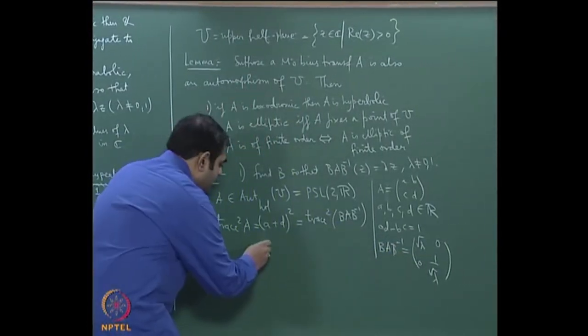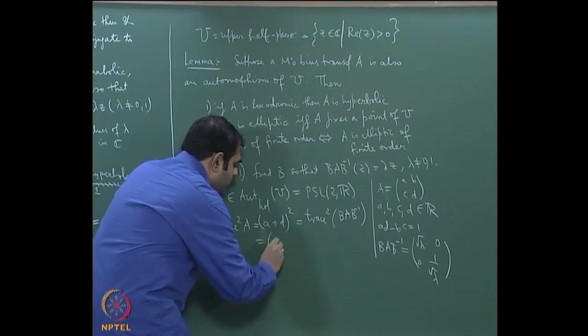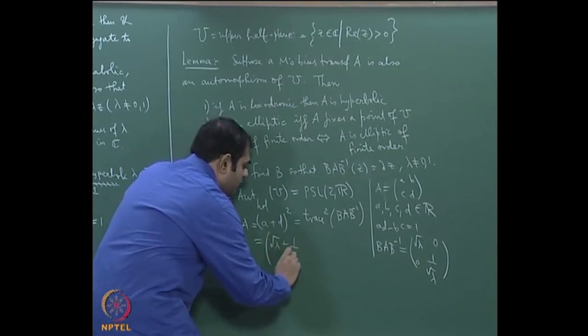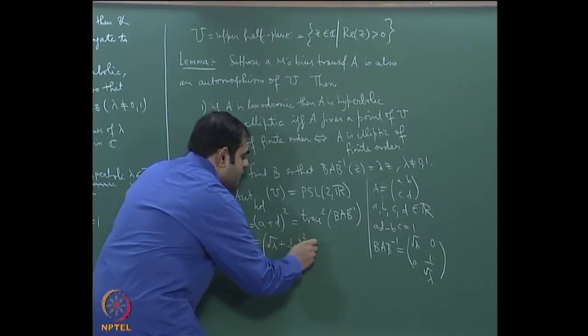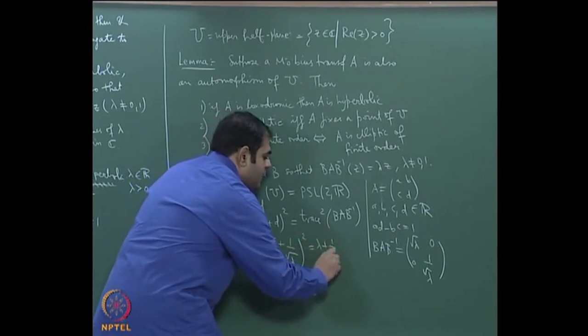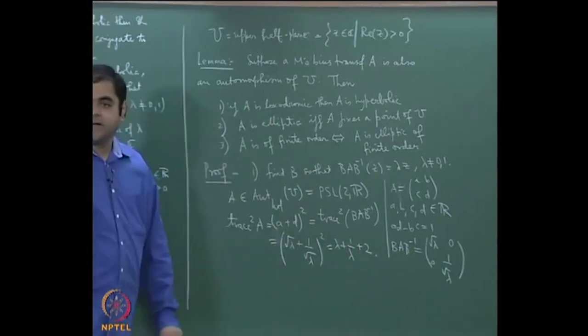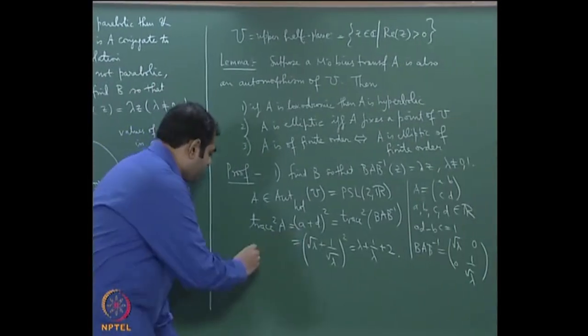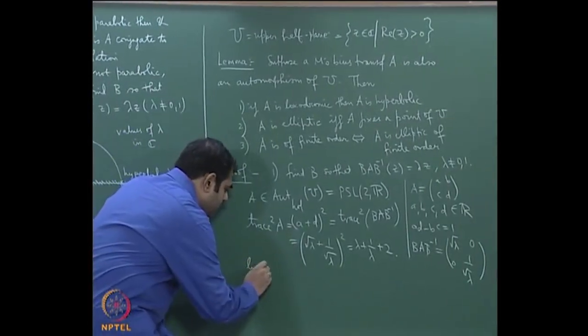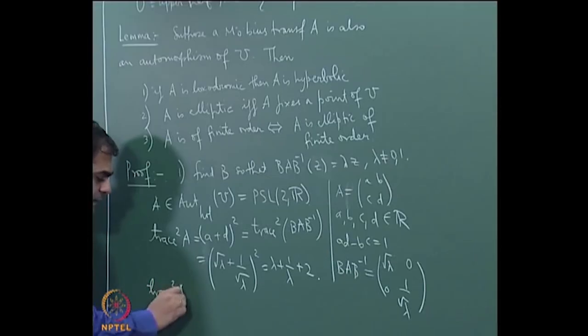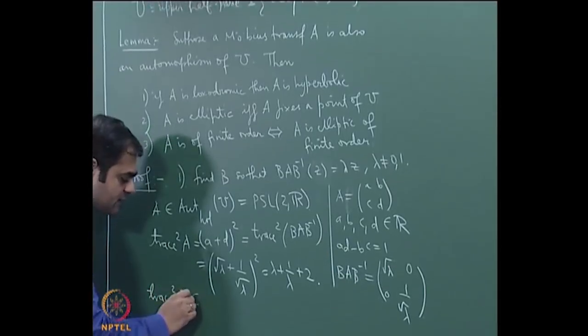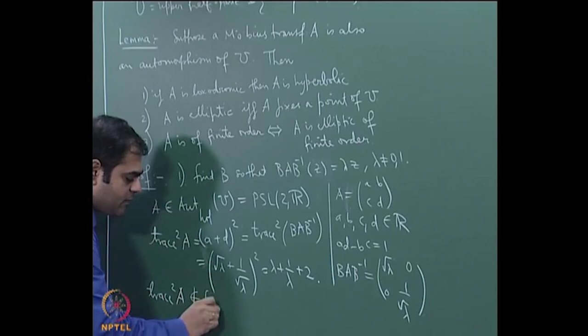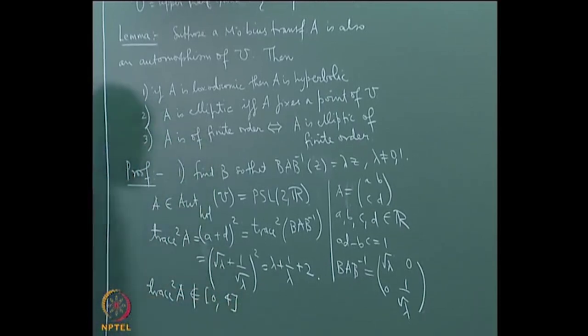And well, I'll get this is equal to (root lambda plus 1 by root lambda) the whole squared, which is lambda plus 1 by lambda plus 2. Now notice that the condition is that trace squared A is not a real number lying between 0 and 4. That is the condition for A to be loxodromic. All right.